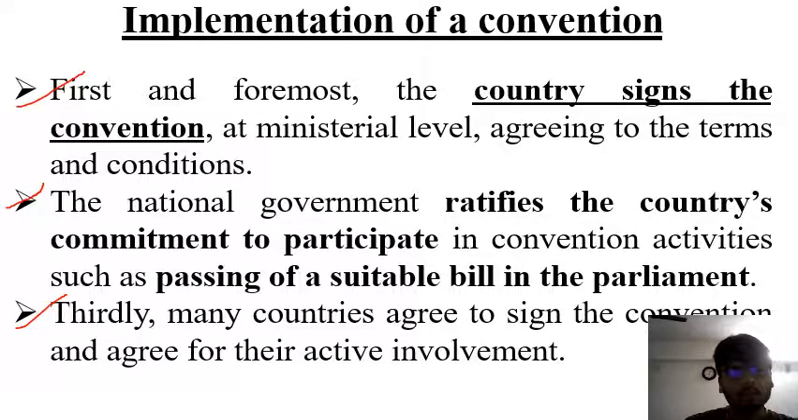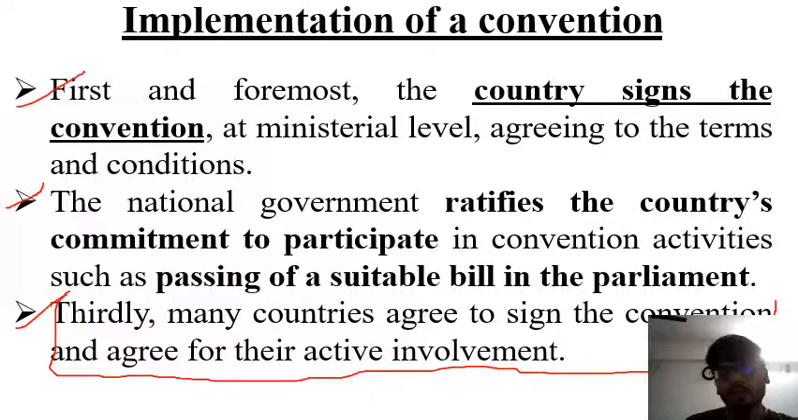Thirdly, many countries agree to sign the convention and agree to their active involvement. Okay, so the third point is very, very important. What does the third point say? The third point says that many countries agree to sign the convention. Just go through the third point. It says that many countries agree to sign the convention, right?